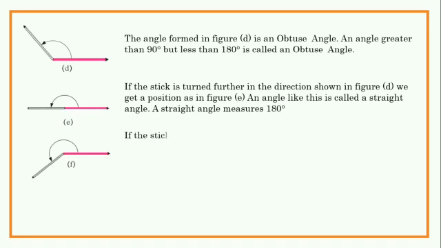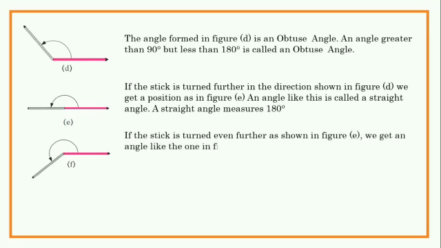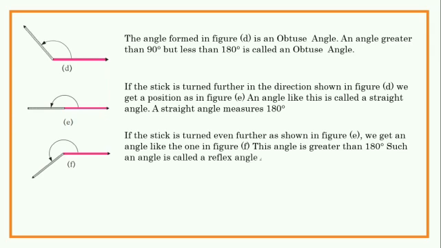If the stick is turned even further as shown in figure E, we get an angle like the one in figure F. This angle is greater than 180 degree. Such an angle is called a reflex angle. A reflex angle is greater than 180 degree and less than 360 degree.